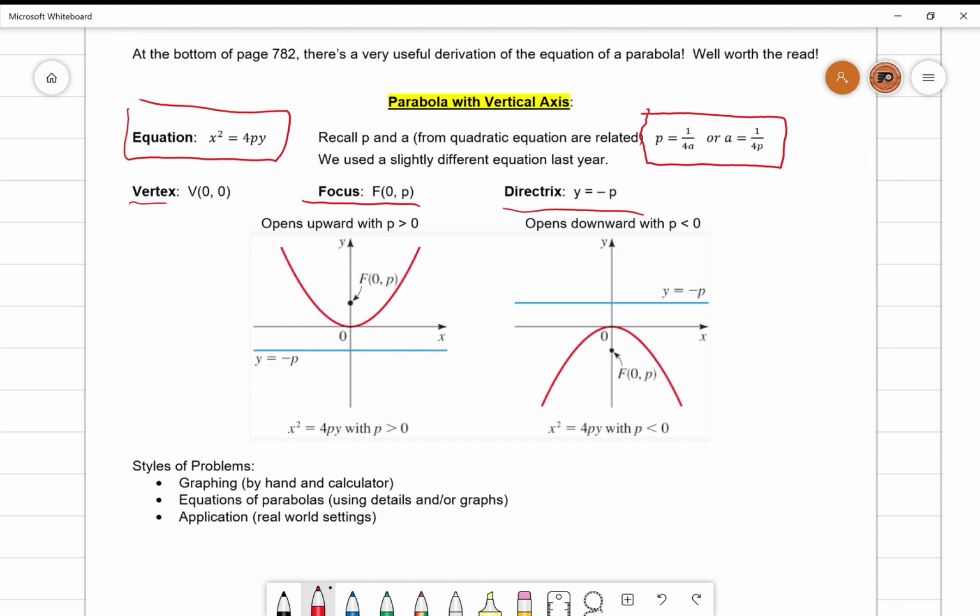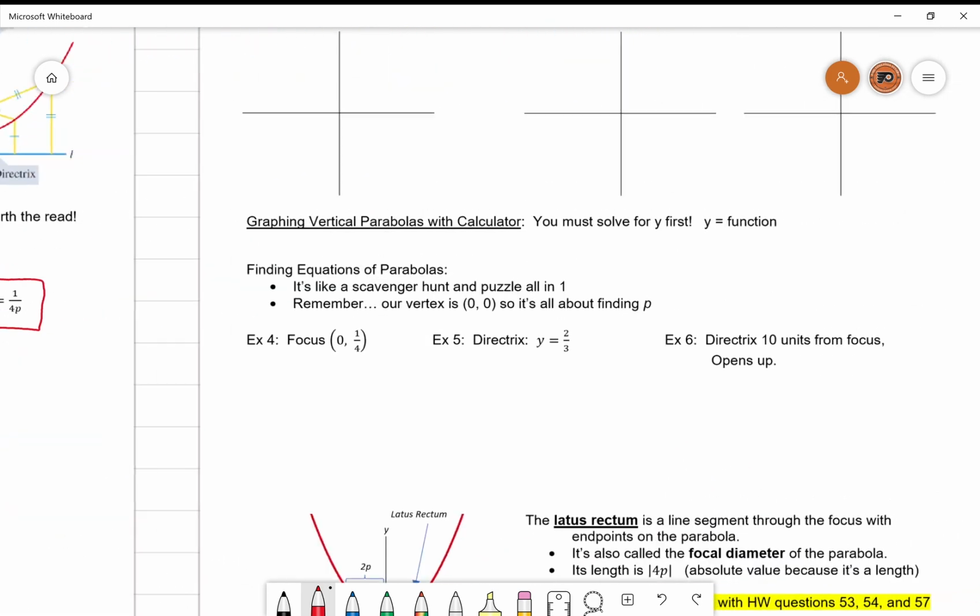Equations of parabolas, that's our second style. We're going to create equations based on information I give you. It's kind of like a scavenger hunt, a puzzle all together. And finally, we may or may not get into some real-world setting problems like, remember last year, flashlights and satellite dishes. All right, moving to page 2. Here we go.